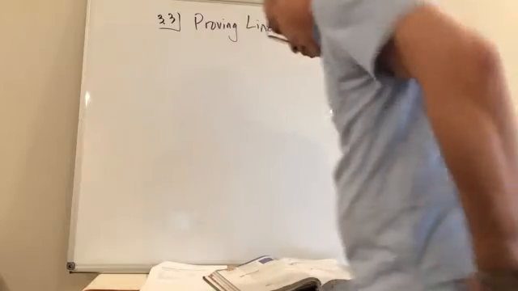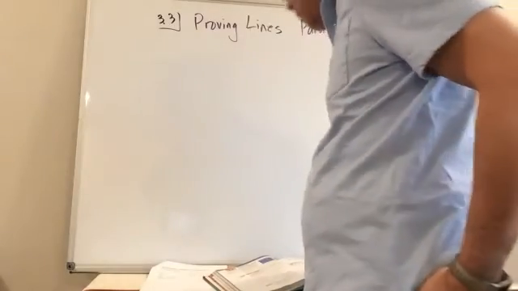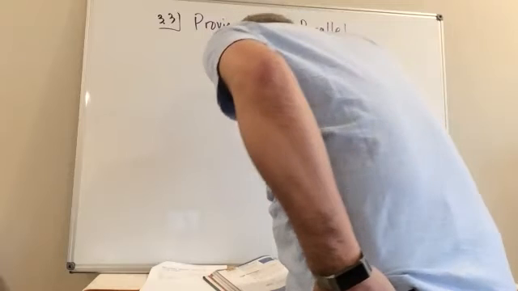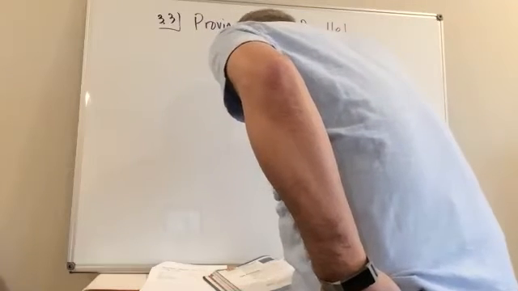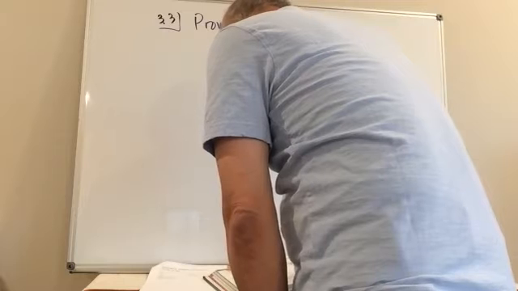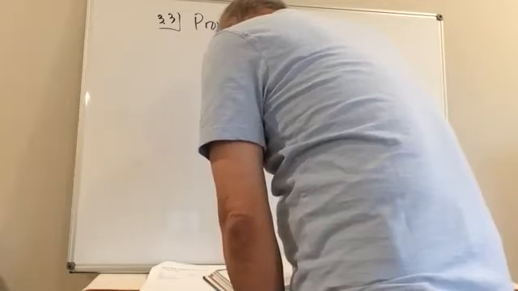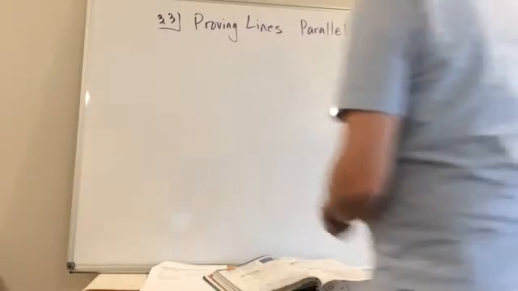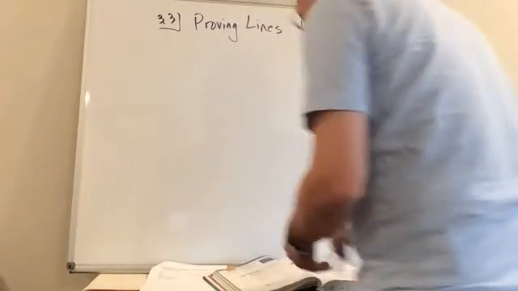So let's go ahead and start with a postulate on page 162. Postulate 3-3-1, the converse of the corresponding angles postulate: if two coplanar lines are cut by a transversal so that a pair of corresponding angles are congruent, then the two lines are parallel. Okay, so this is the converse of what we already talked about, right?